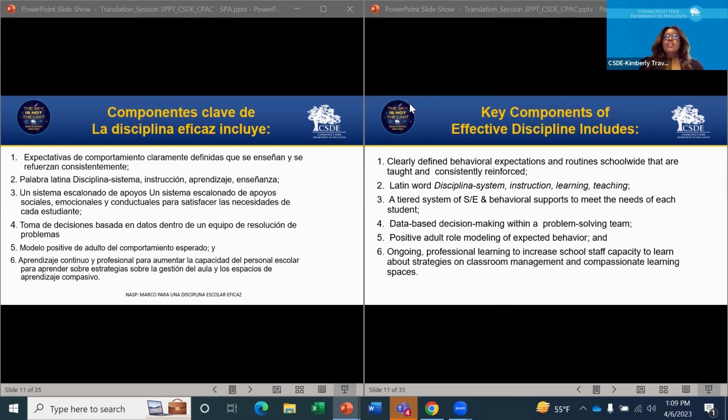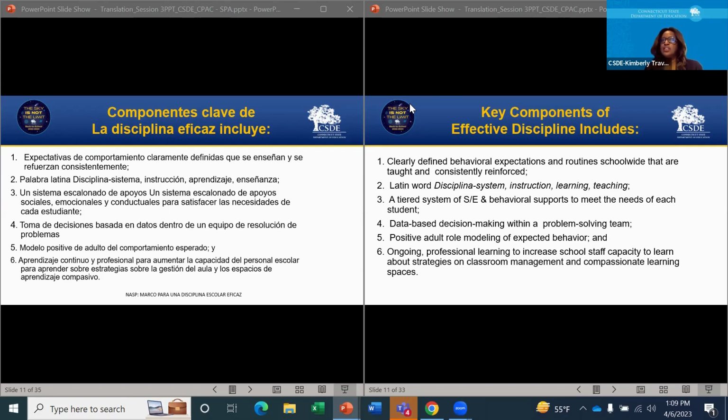Then we talk about the tiered system for social emotional behavioral supports. I'm definitely going to talk more about that with MTSS. And then data-based decision-making with problem-solving teams. Again, you do not have to reinvent the wheel. You can use the teams that you have. If you already have an SRBI team, then that is more than sufficient. And then positive adult role models, which I talked about earlier, and then ongoing professional learning.